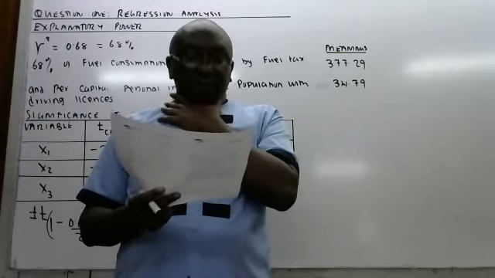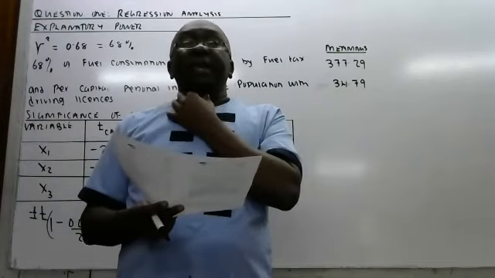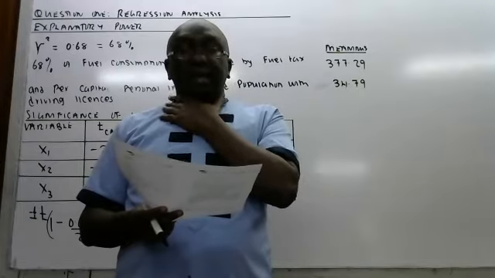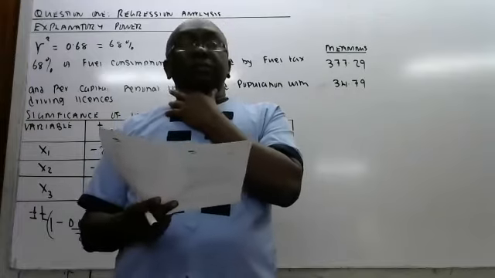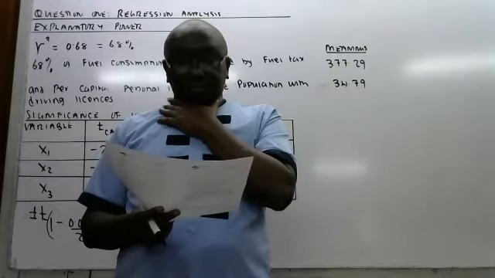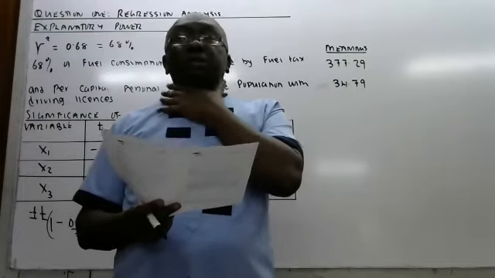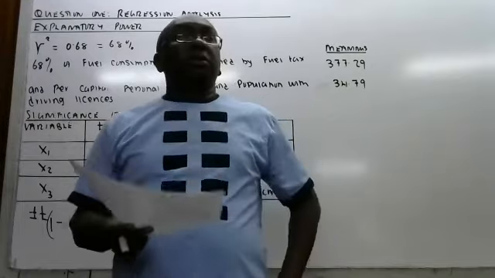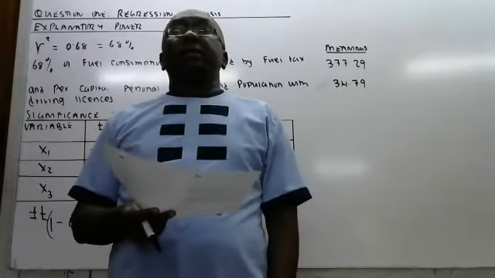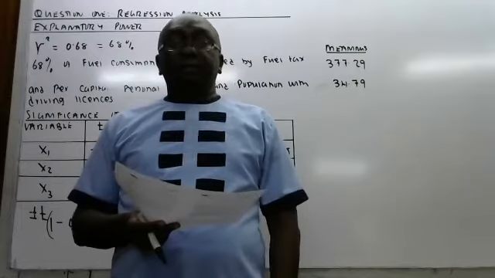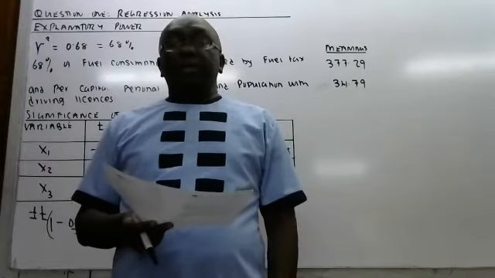The next one is 3.645. 3.645 is the increase in fuel consumption when proportion of population with driving licenses increases by 1%.